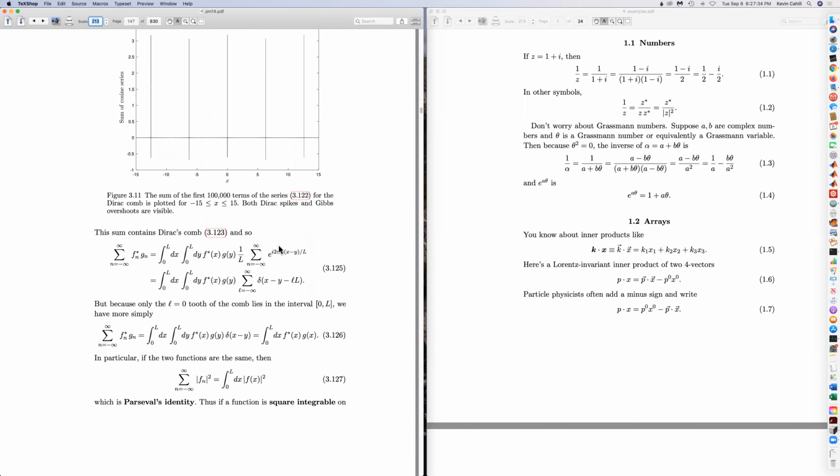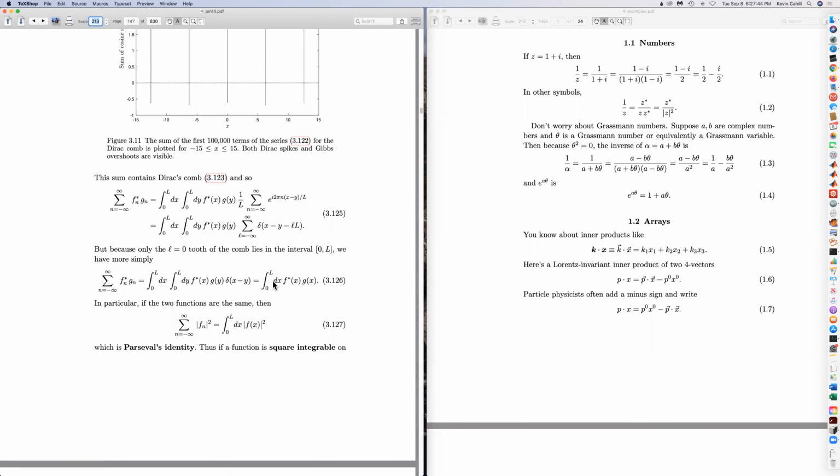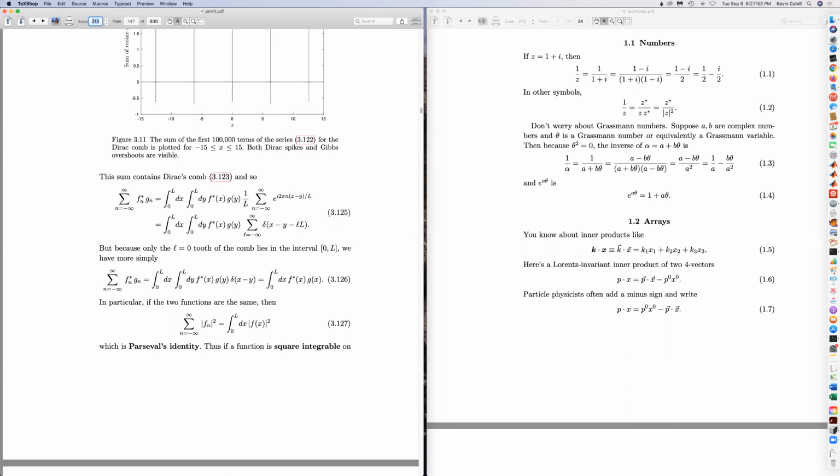And then if we combine them together, we see we've got this Dirac comb, but only the L equals 0 tooth of the comb contributes here. And so what we get is the sum of fn star gn is the integral of f star of x g of x.